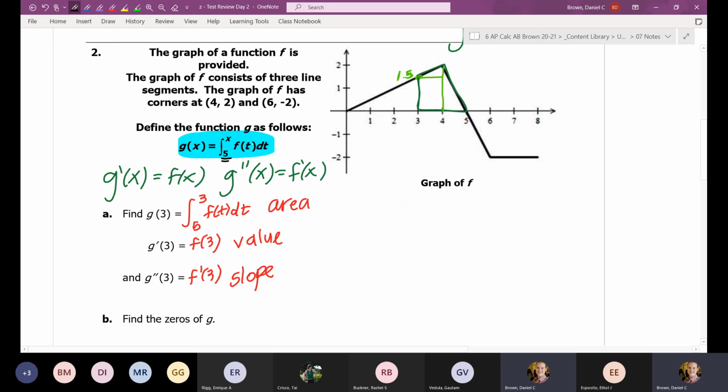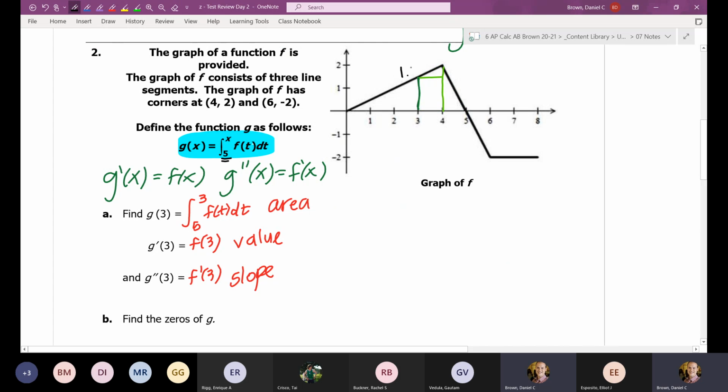I had a similar question to this on the quiz, and I have another similar question like this on your test. It asks you to find g of 3, g prime of 3, and then g double prime of 3. G of 3 just tells you to replace the x with a 3, so that becomes the integral from 5 to 3. I will say I wrote this problem before actually working it out, and I honestly didn't mean for it to land at such an ugly y value of 1.5 right there.